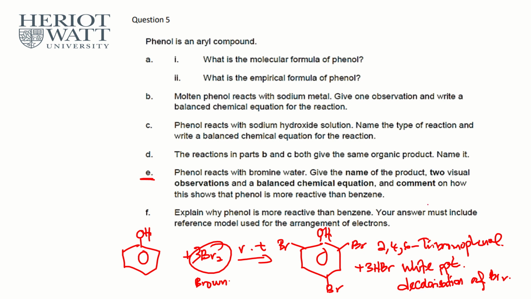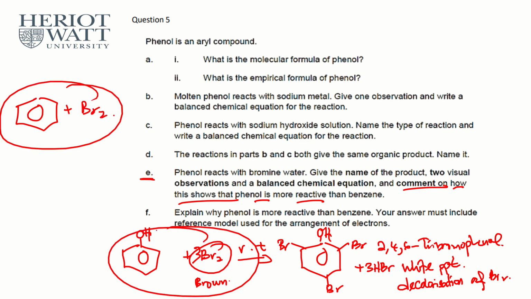And comment on how this shows that phenol is more reactive. Now, if you react with benzene, let's say I'm comparing this equation with this. If it is phenol, you can react with bromine even at room temperature to form a tri-substituted product. But if you have pure benzene with bromine, do you think it works at room temperature? Never. You will need a halogen carrier, which is a catalyst. You will need a catalyst for it to react. You will need to heat it up, because it's an organic reaction, mostly heat it up.